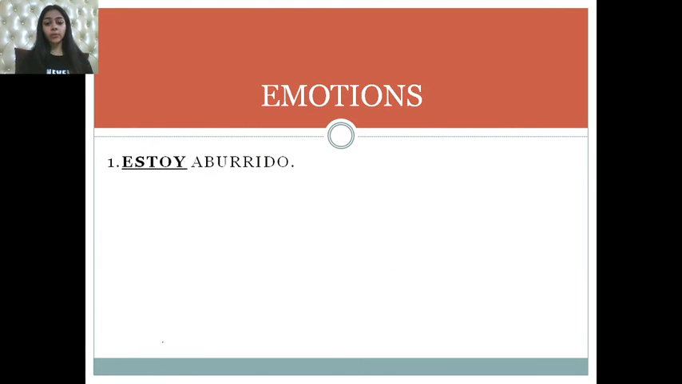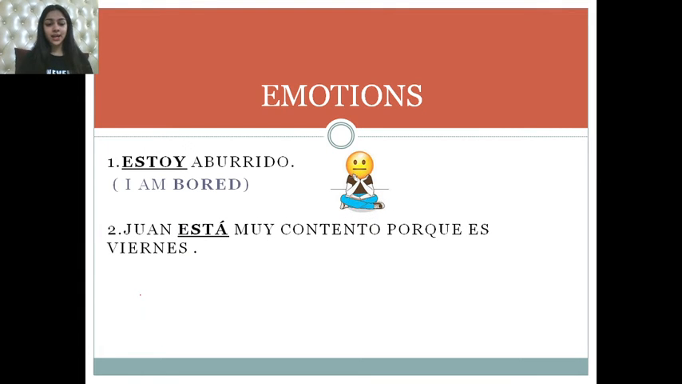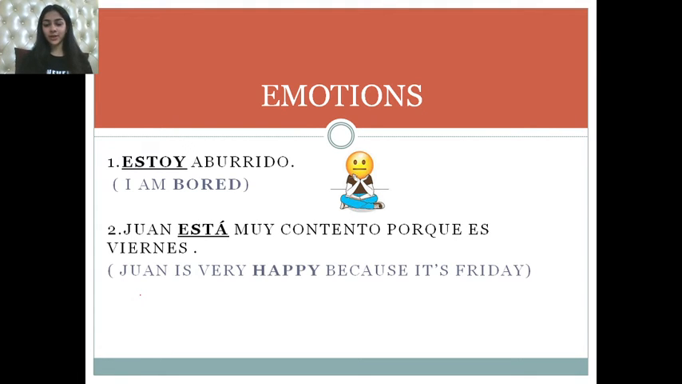Lastly, estoy aburrido. I am bored. Emotions, we straight away use estar. Okay. Juan está muy contento porque es viernes. Juan is very happy because it's Friday. Everybody is happy on a Friday, because the next day we have the weekend to enjoy. Okay, so talking about this sentence, very, very important sentence, because over here we are using both the verbs, verb ser as well as the verb estar.